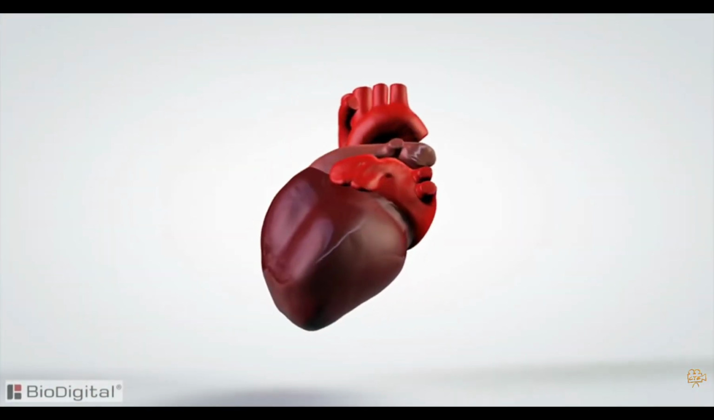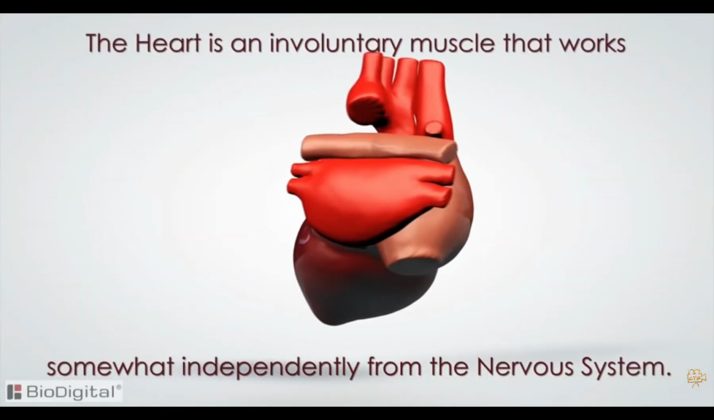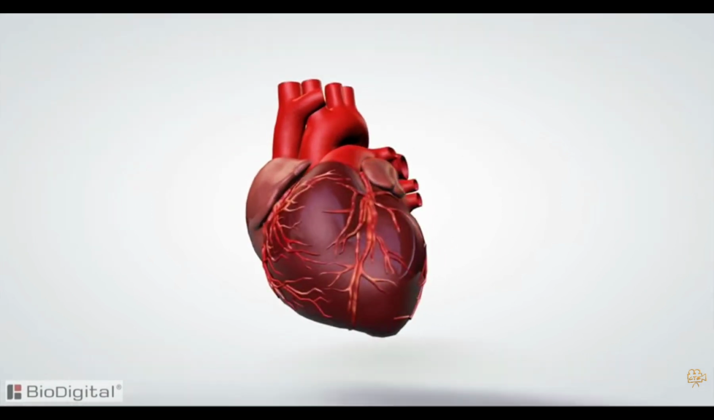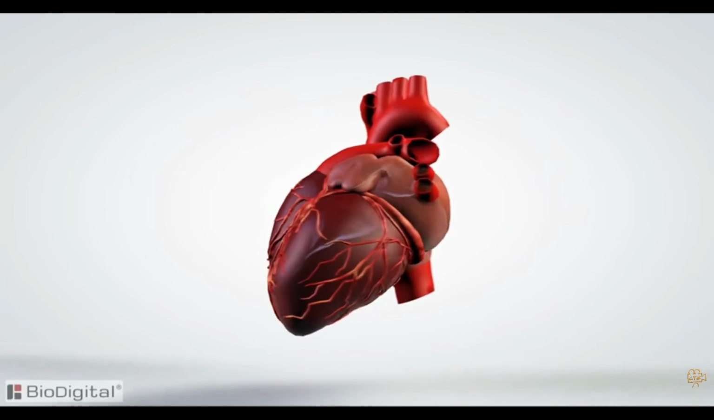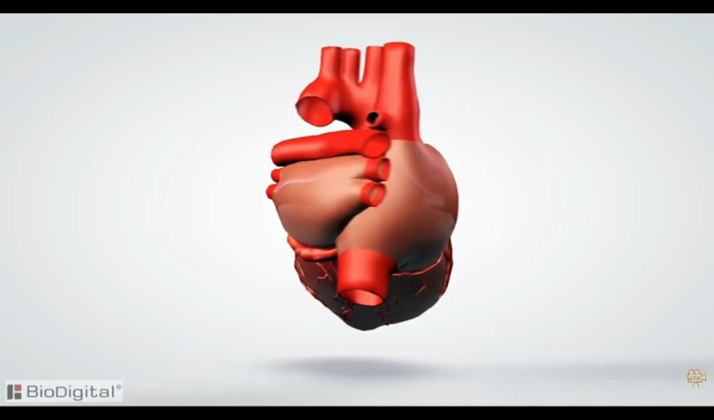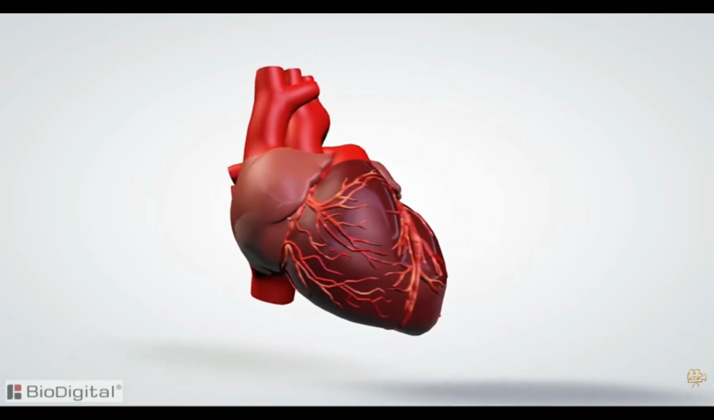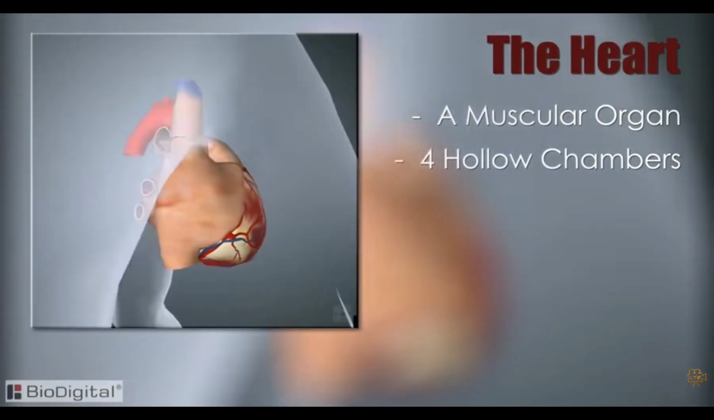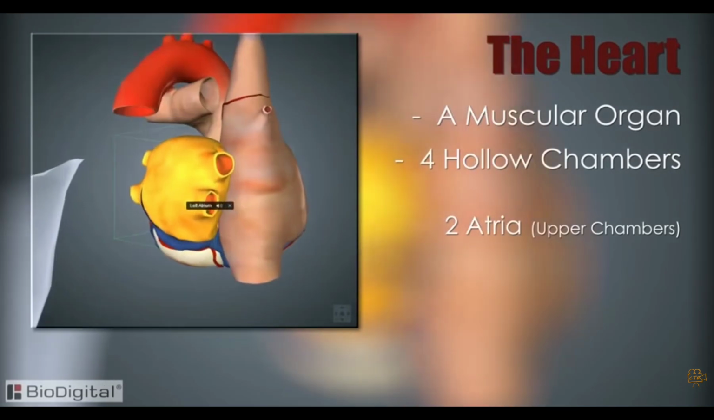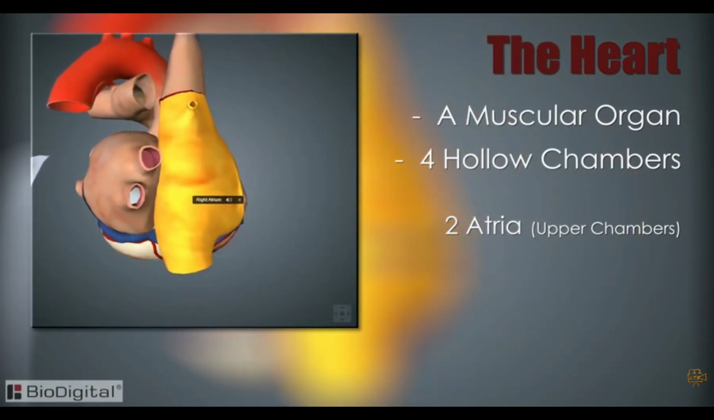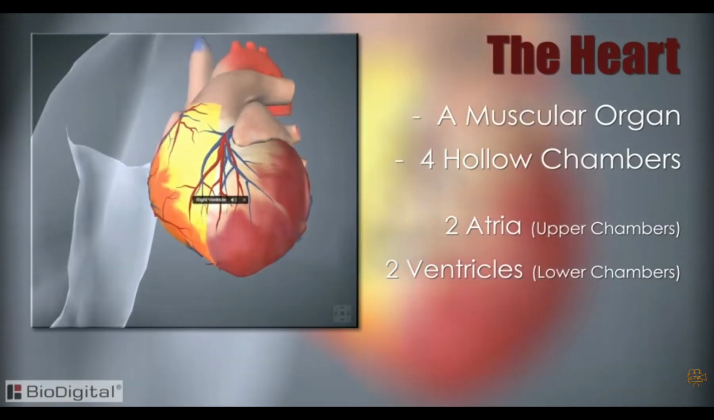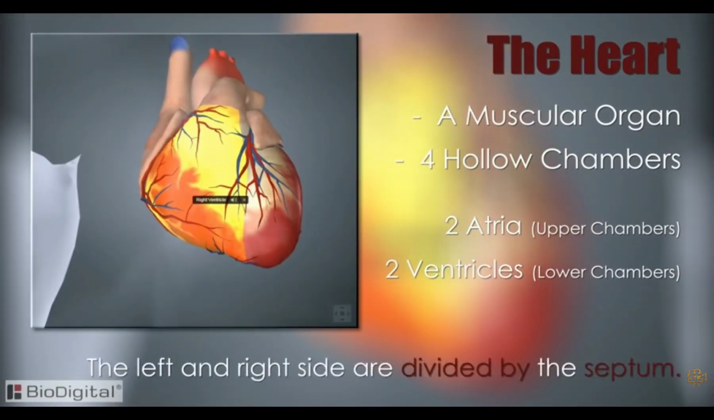As mentioned in the muscular system video, the heart is an involuntary muscle that works somewhat independently from the nervous system. This will be explained in more detail later, but for now, let's take a look at what makes up the heart. The heart is a muscular organ with 4 hollow chambers. It consists of 2 atria, which are the upper chambers, and 2 ventricles, which are the lower chambers. The left and right sides of the heart are divided by the septum.